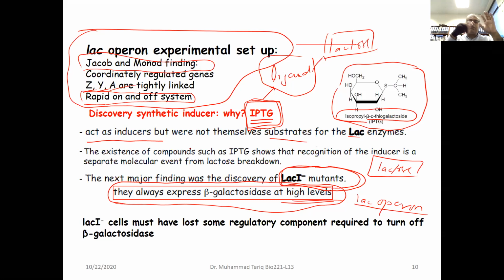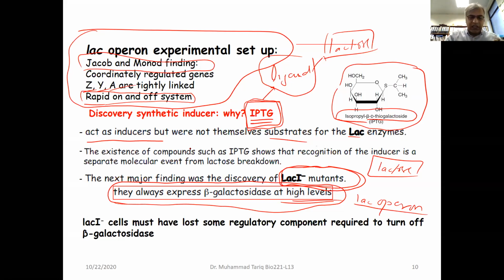This led to the hypothesis that lac I mutants have lost some regulatory component, because repression is gone. What we know is that in the absence of lactose, the lac operon is always off. Is it clear? Yes, sir. Now something must have happened that even in the absence of lactose, the lac operon is permanently on.